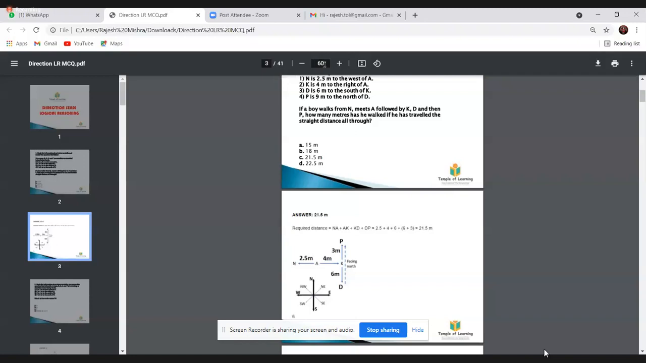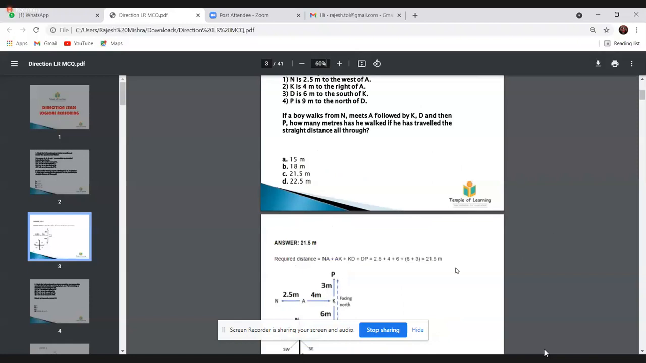I'm just trying to fit both the pages. Can you see both the pages now? N is 2.5 meters to the west of A. K is 4 meters to the right of A.